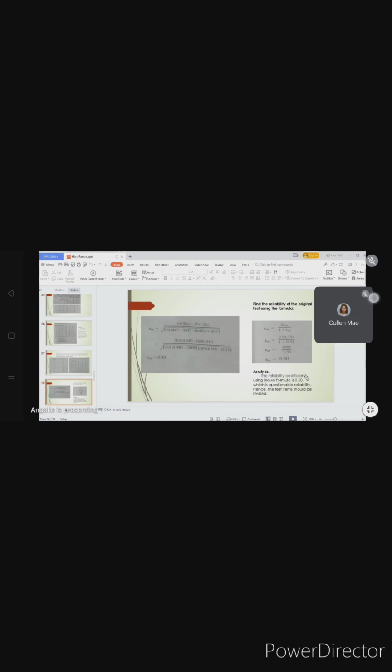So, find the reliability of the original test using the formula. So, copy our Pearson r formula: rxy equals n summation of xy minus summation of x and summation of y, over square root of the bracket summation of x squared minus summation of x squared, close bracket, and the bracket summation of y squared minus summation of y squared, close bracket. So copy, our n is 10. Then the summation of xy is 4,249. Copy the summation of x, 200. Copy the summation of y is 211, over square root of close bracket 10.